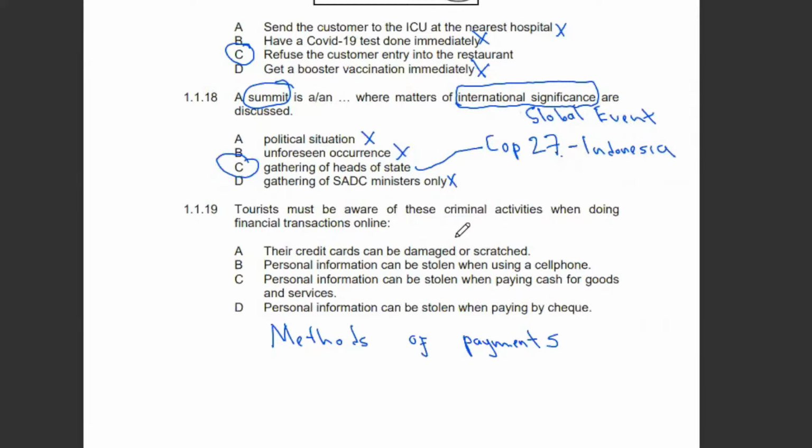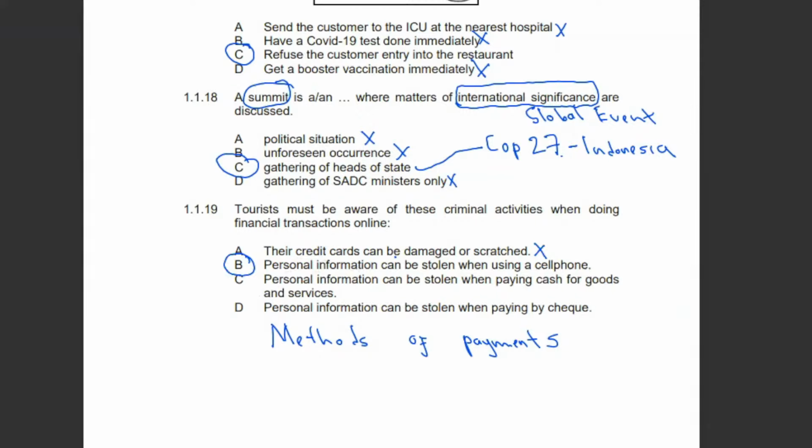So when you are transacting internationally, obviously, your credit cards cannot be damaged because you are transacting online. So you are not doing it in a physical way. So obviously, there is no physical damage. So we are eliminating A. Then personal information can be stolen when using a cell phone. There is a high chance that personal information can actually be stolen as you are transacting online. So B is an acceptable option.